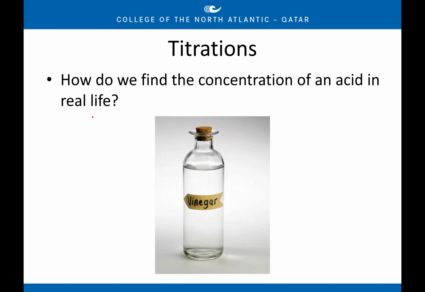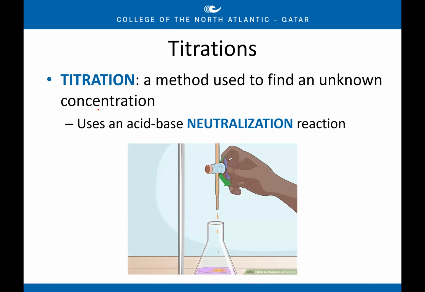So this slide says, how do we find the concentration of an acid in real life? So you can use indicators, but an indicator is only a reference pH. It's going to give you an idea of if something is an acid or base, but it won't necessarily tell you the exact concentration. So what we do is a titration. This is a method used to find an unknown concentration.